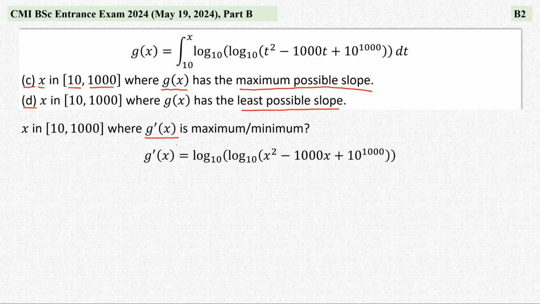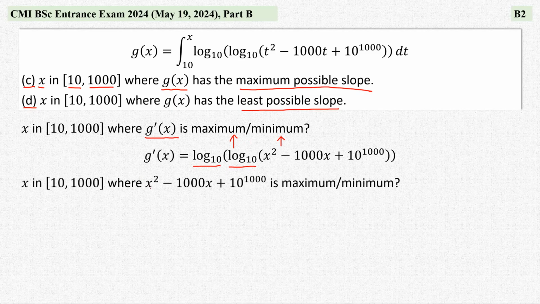If you have learned the fundamental theorem of calculus, you may understand that the derivative is equal to log base 10 of (log base 10 of x squared minus 1000x plus 10 to the power of 1000). Here, log base 10 of something is an increasing function, meaning that if the inside part increases, then the value of the logarithm also increases. Therefore, we only need to investigate when the quadratic function x squared minus 1000x plus 10 to the power of 1000 becomes maximum or minimum.